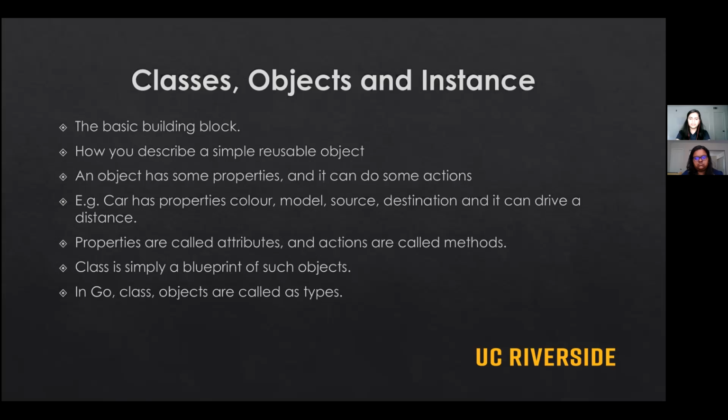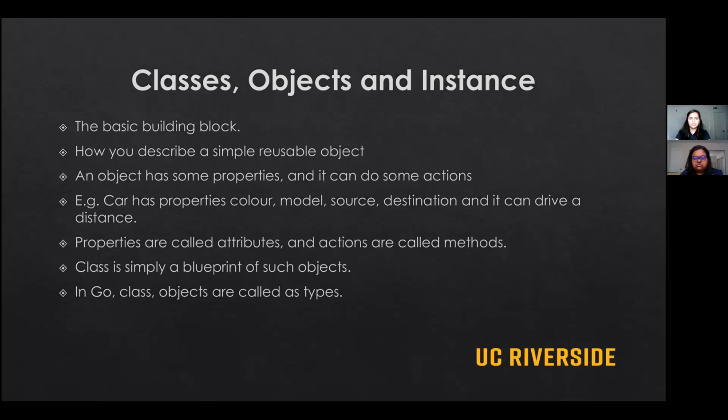Objects and instances: say the class could be a class Cat, and an object could be a particular cat, for example Milky. So an actual object or instance depends on how the class is defined. When I say blueprint, you describe these properties. In the case of a car, you describe properties such as color, model, and source in a class, and what it can do, like drive a distance, also in the class. So this is a very basic overview.